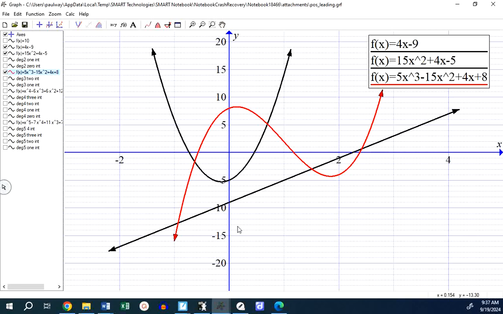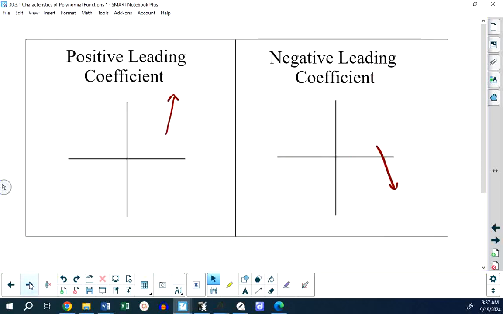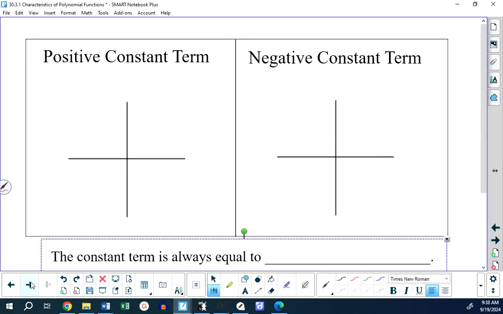This should make sense to you, because how do you find a y-intercept? You change x to 0. And if I change every x to 0 here, all I'm left with is the constant term. So the idea here is that a positive constant term means the graph will cross the y-axis someplace above the x-axis. It will have a positive y-intercept. A negative constant term means the graph will cross the y-axis in a negative position, below the x-axis.